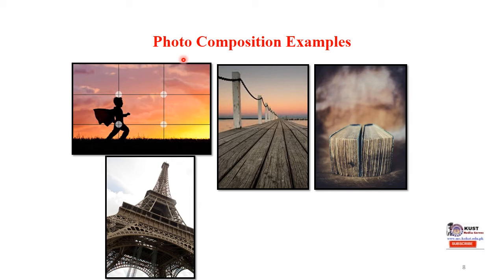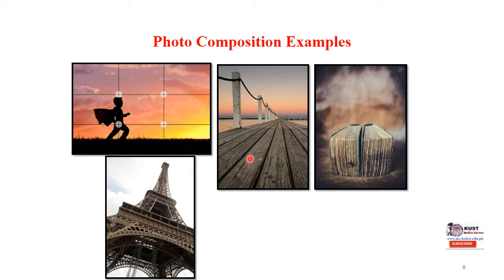Look at the examples of the composition principles. In the very first picture, we can see that this picture is following the rule of thirds composition principle. We can see the boy who is running, and he has been placed along this very line, right? And we have already discussed the importance of these intersecting points, which are called the focal points.